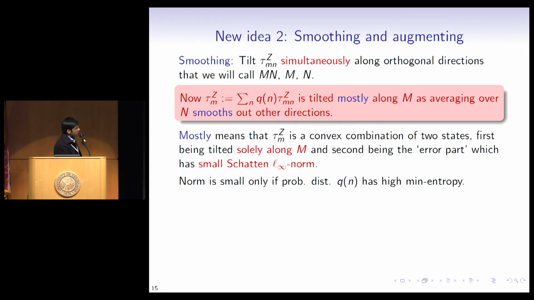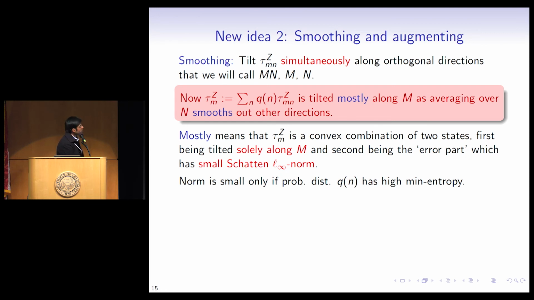So how do we make sure of this? This can be made sure only when the distribution Q_n has high min entropy. Now, min entropy and L infinity norm are related. How? Just to make clear, the min entropy of a particular quantum state is nothing but the negative log of the maximum eigenvalue of that underlying state, which is nothing but the Schatten L infinity norm.